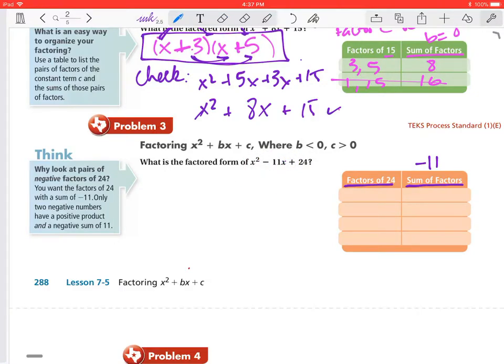All right? Well, I'm going to go ahead and move on. So 24, we know we have 1 and 24. We also have 3 and 8, which 3 plus 8 gives us 11.